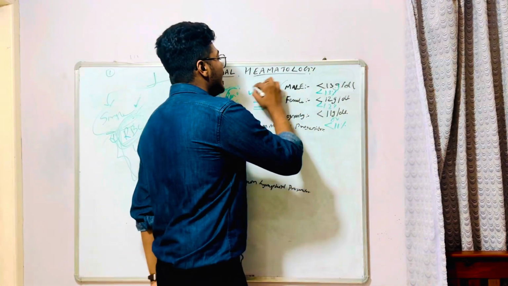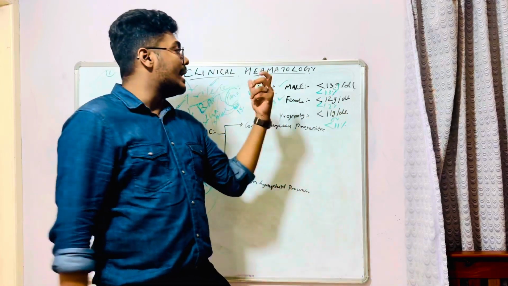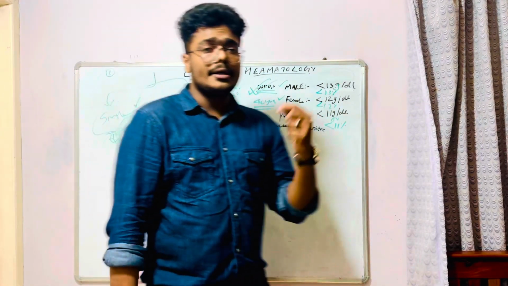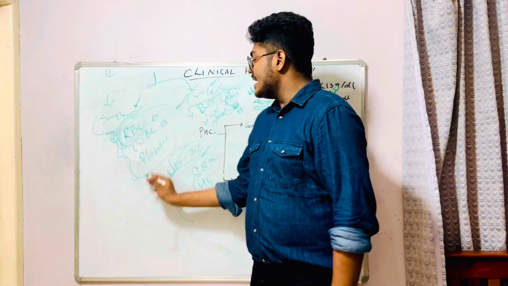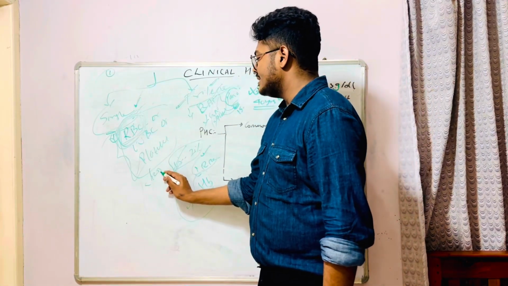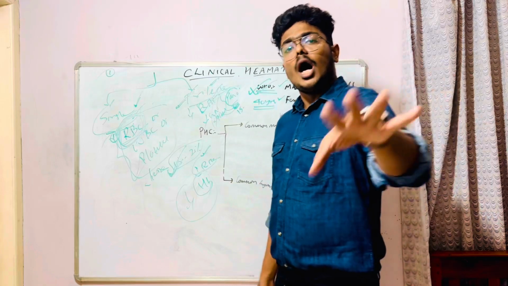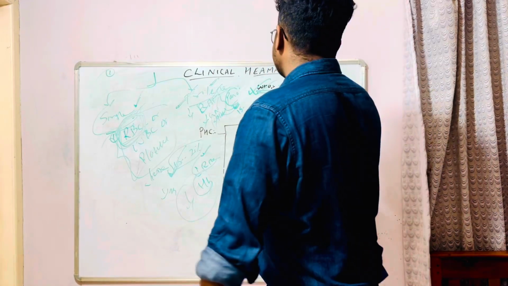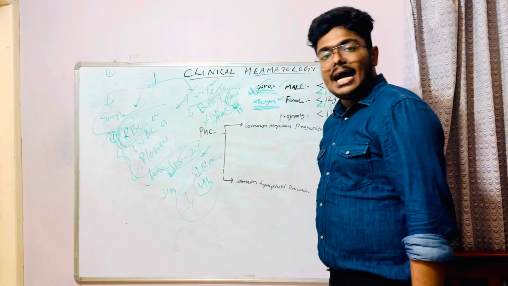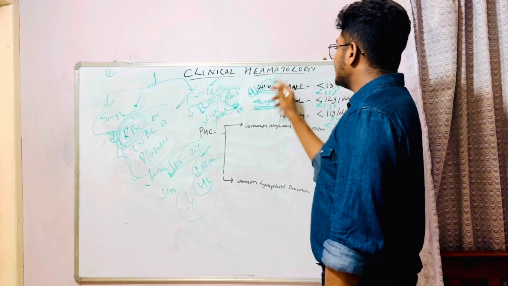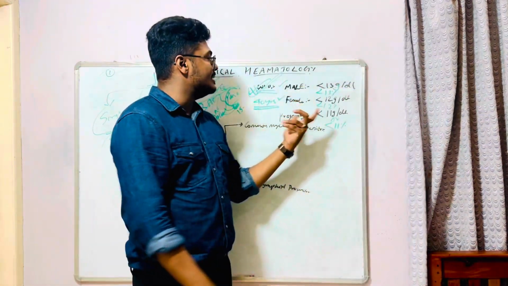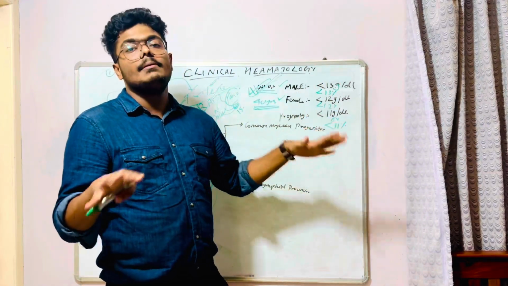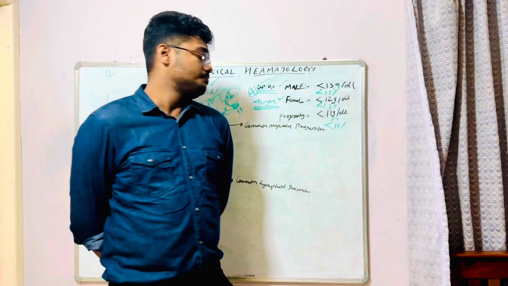Clear? This is the correct picture of anemia according to hemoglobin level. So what is anemia? Anemia means a decrease in the RBC level, or a decrease in hemoglobin level, or both. That is what is called anemia. The classification is male, female and pregnancy, and these are the levels. Below these levels, we will be calling that person anemic.